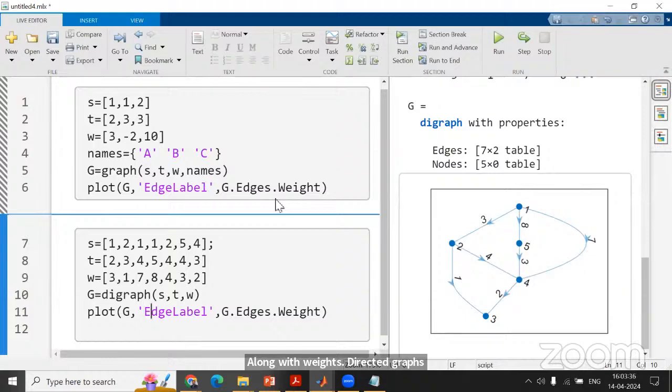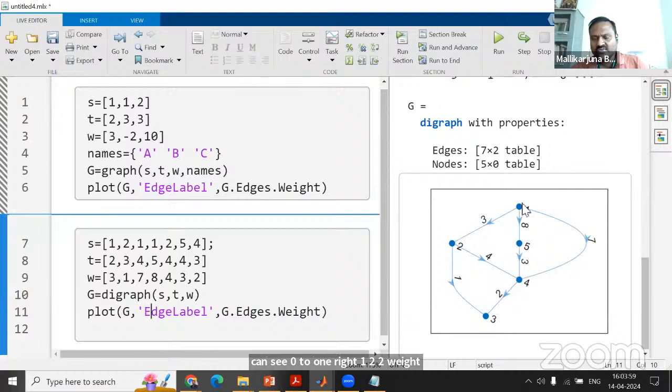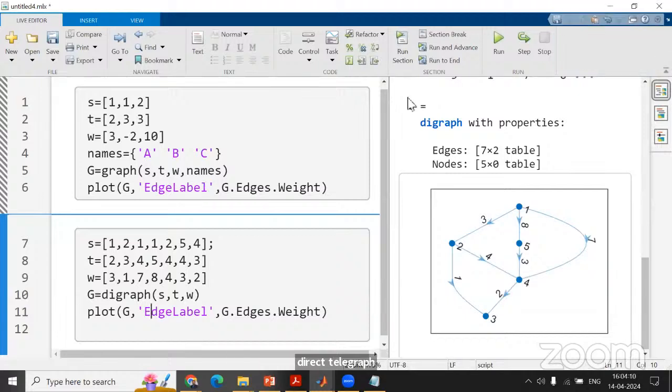Even these are random weights, sir? No, these are not random weights. As per the weights I assigned, it's not like random weights. From this graph, I took the corresponding weight, and you can see 1 to 2 weight is 3 only in the graph. I just Googled an example of a directed graph that I took, sir, and I gave. Okay, sir.